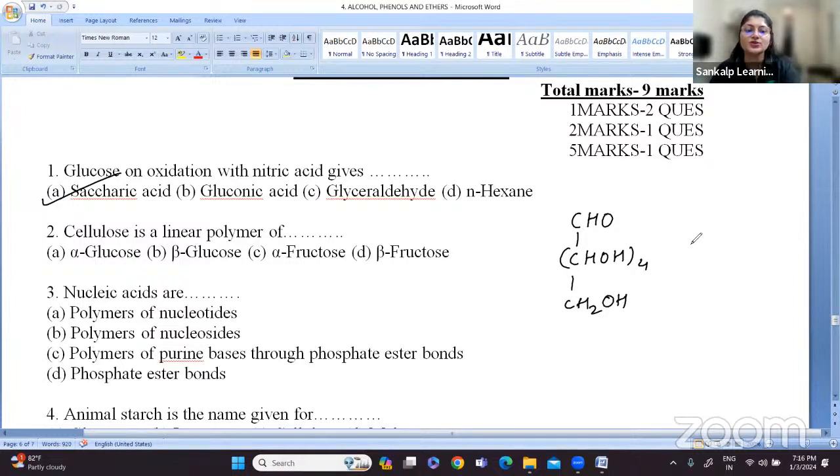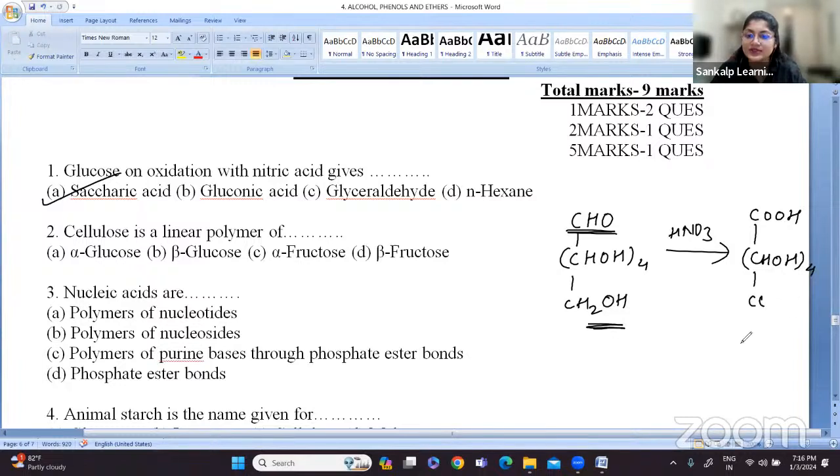Okay, CH2OH is a primary alcohol. When you are doing oxidation with concentrated nitric acid, HNO3, nitric acid is a strong oxidizing agent. So it is converting both the aldehydic group as well as the alcoholic group to COOH, carboxylic acid. So you're getting a dicarboxylic acid. The name of this is saccharic acid. So it is option number A.